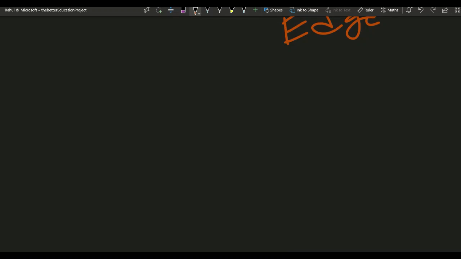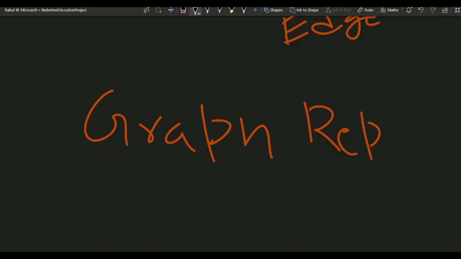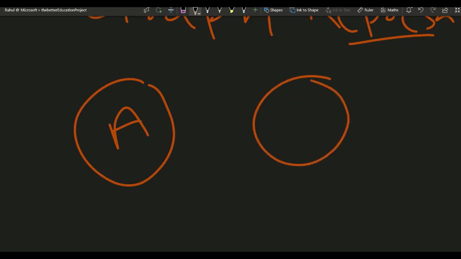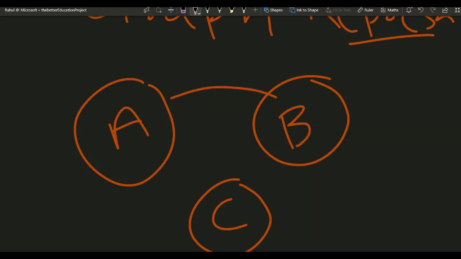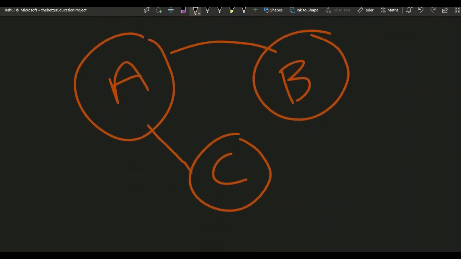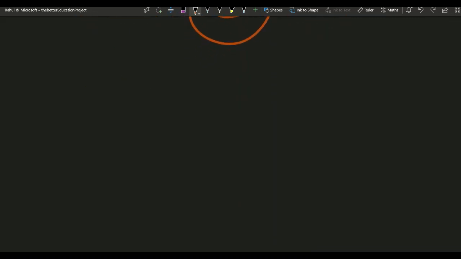Now let's come back to how we represent a graph. Graph representation. Okay, so let's say we have a graph consisting of three nodes A, B, C, and there is an edge from A to B and A to C. So how can we represent this graph? So there are two ways to represent a graph like that.